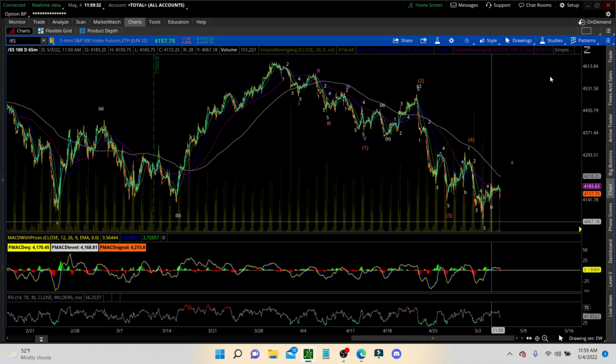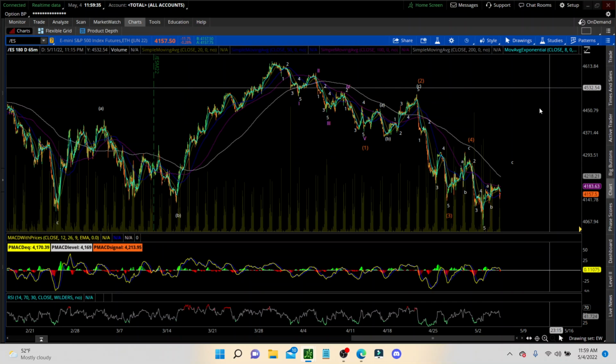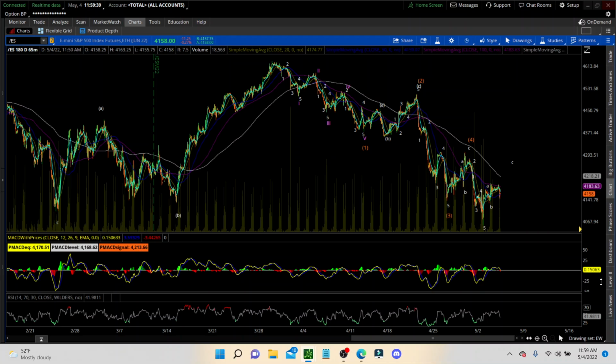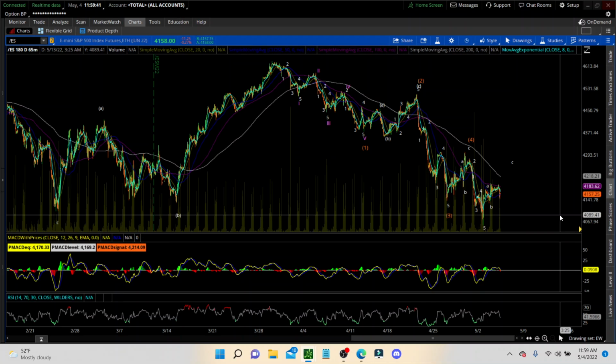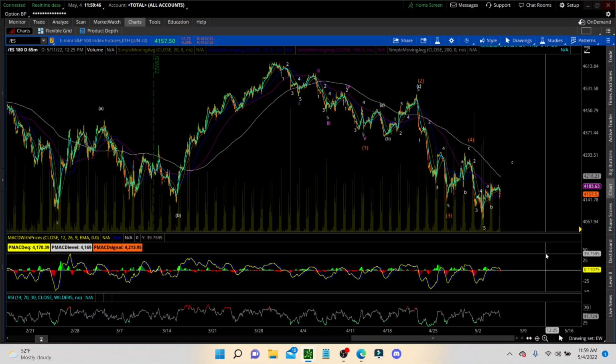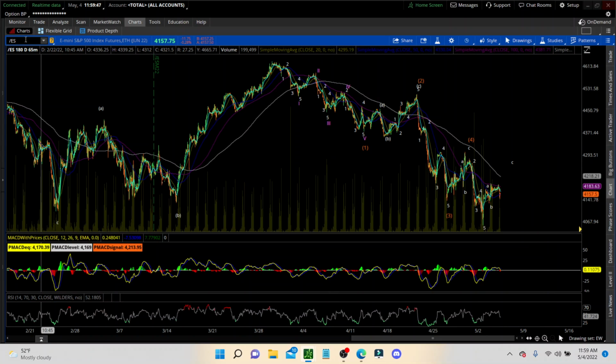Now it's very possible we could start moving up from here where we're correcting, and then we would see more downside from there. So that's why this is so difficult. Now there's other ways to count this. It might be a little bit more clear on the SPX. Let's check it out instead of moving everything around there.